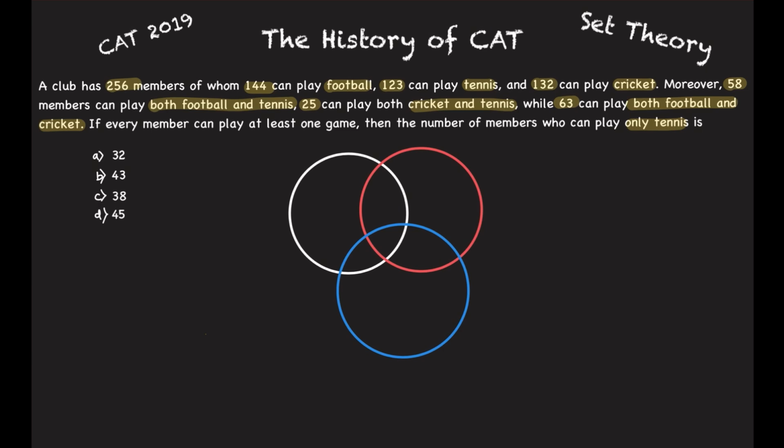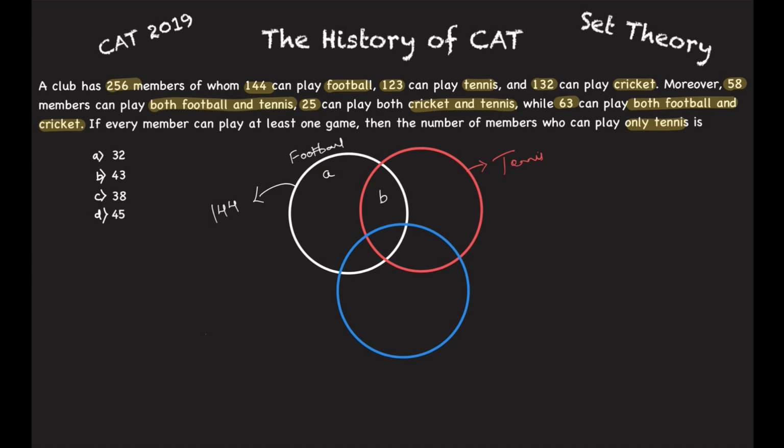Now what is given to me first? 256 members. Okay, 144 can play football. So if this is football, I will say this entire thing is 144. Now if you have to visualize, what is this? This A means persons who can play only football. What is this red? This is tennis. So let this be tennis and this be football.